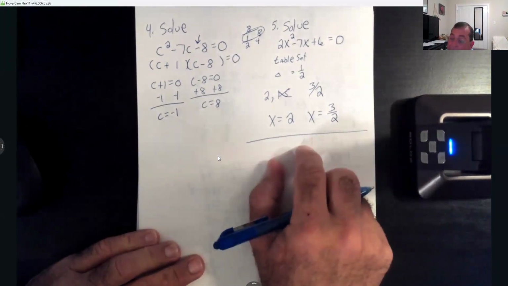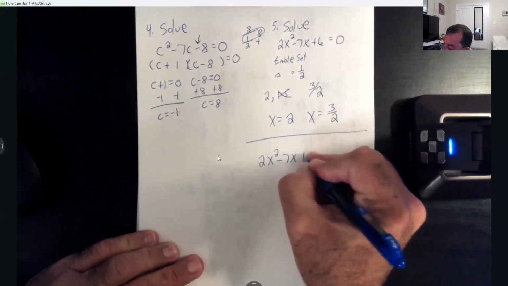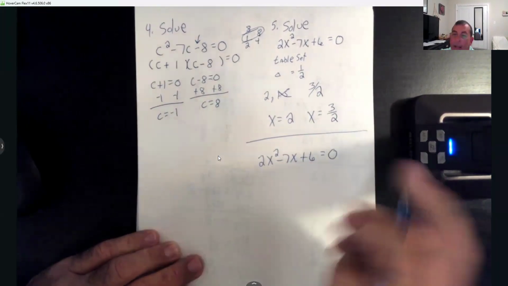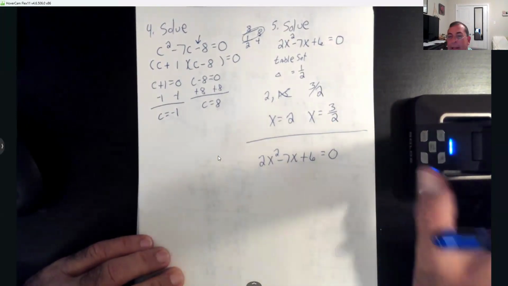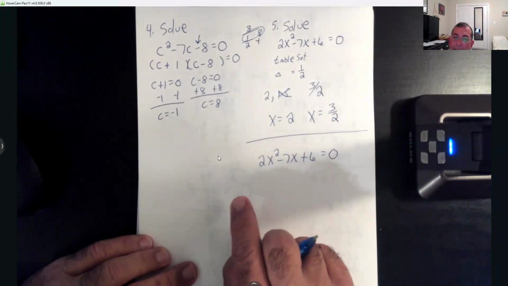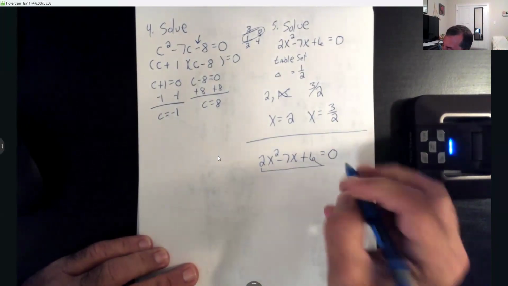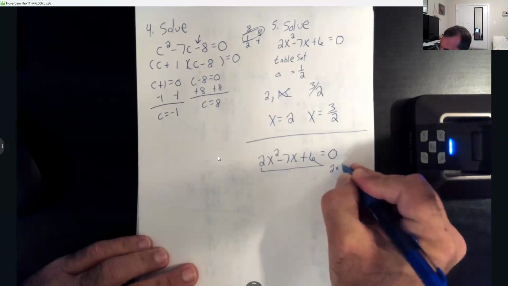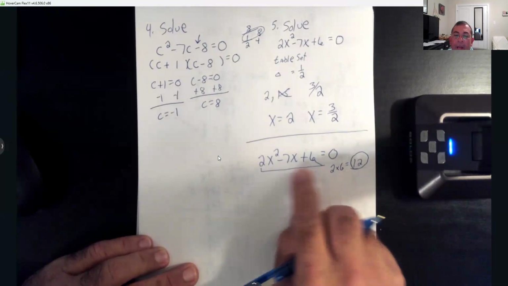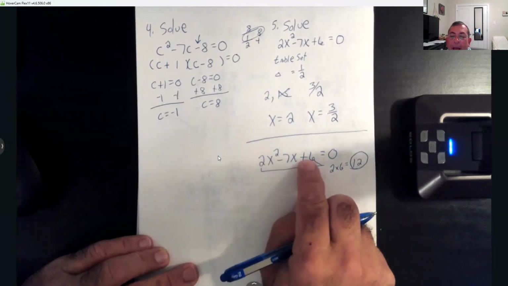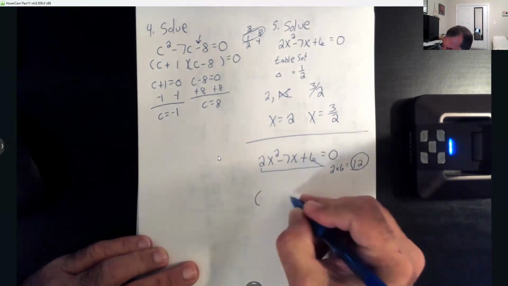Now doing this one by hand, I'm going to show you how I can get the same answers as that did, okay? Doing it by hand. Now the trick on this one is you got to multiply the 2 times 6. So 2 times 6 equals 12. If you got a number in the front, you got to multiply it by the back number. 12 is the number I'm going to find my factors of.